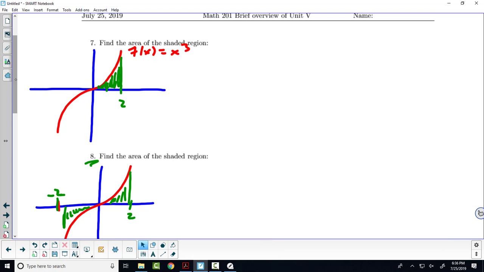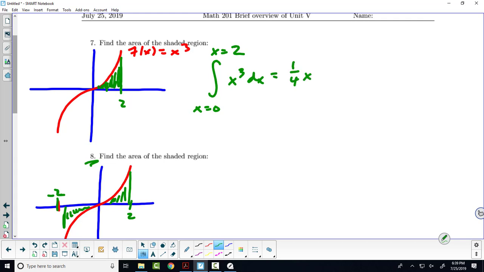Okay, all right, see how we're doing. So we ended up with the definite integral from x equals 0 to x equals 2 of x cubed dx, which gave us 1/4 x to the 4th evaluated from 0 to 2. Do you need that evaluation bar? Yes. Okay, folks, what did I do from here to here? I took the antiderivative, so I'm done writing the antiderivative symbol.